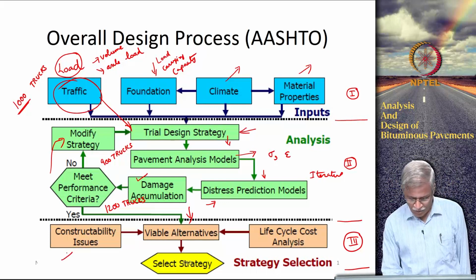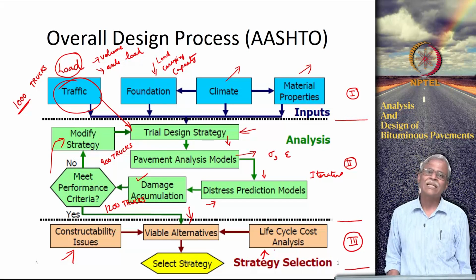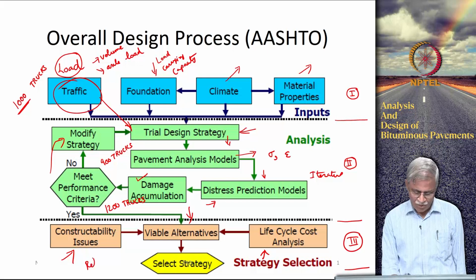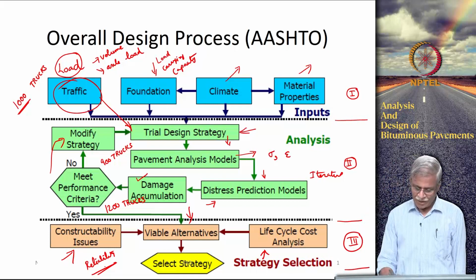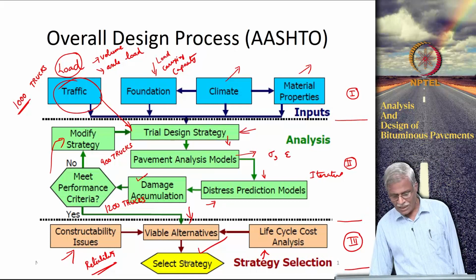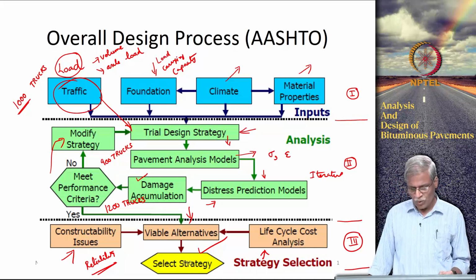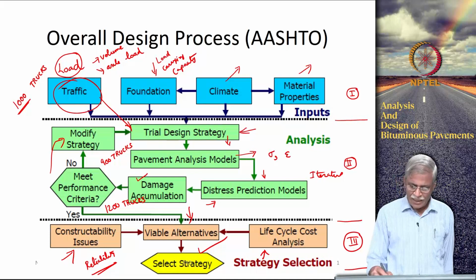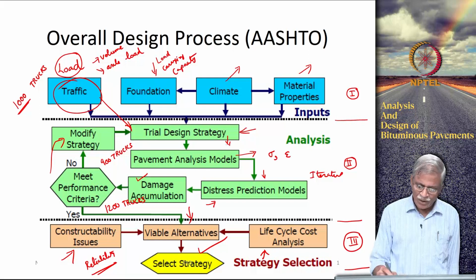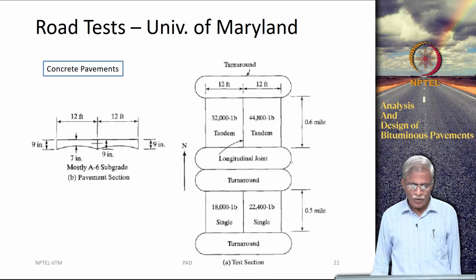Then you come to the next option. One comes from the constructability issue, another comes from the life cycle cost analysis, and I will also talk a little bit about reliability. Using all these factors you do what is really called the strategy selection. Now, what I am going to do is introduce some basic design concepts and straight away get into the pavement analysis models. That is what I am going to do.